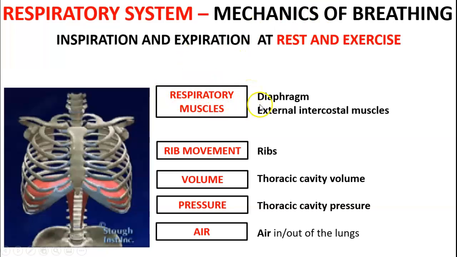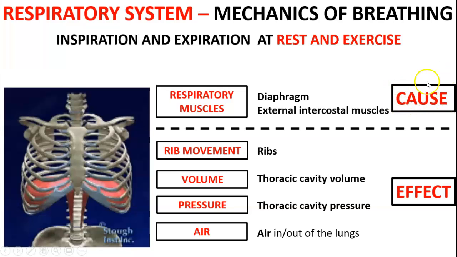It all starts on the respiratory muscles, the diaphragm and the external intercostals, because these two muscles are the cause part of the cause-effect relationship of the mechanics of breathing. These two muscles contracting or relaxing, whether it's inspiration or expiration, will lead to the effect of the rib movement, the thoracic cavity volume increasing or decreasing, the thoracic cavity pressure increasing or decreasing, and whether air is going in or out of the lungs. So it's a cause-effect relationship: the cause of the contraction or relaxation of the respiratory muscles when we breathe in or out. Okay, so you cannot have a response to mechanics of breathing questions in the exam without these things being in there. They are in every single response, so you have to make sure you get used to those.